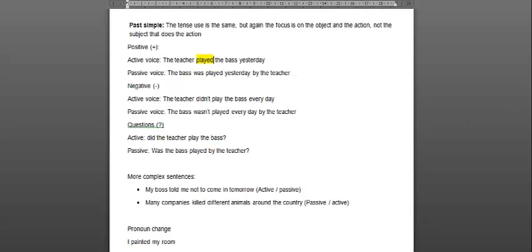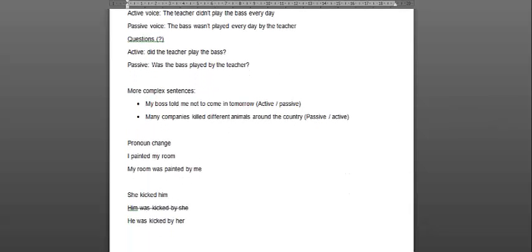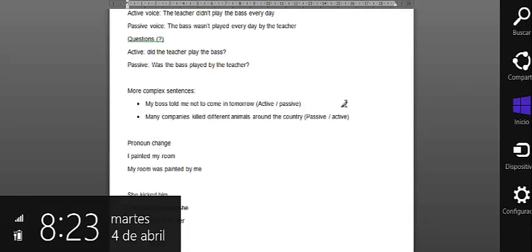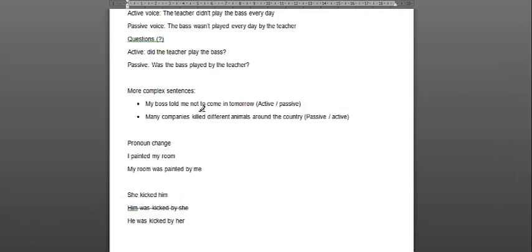Right? And there are some more complex sentences. So, my boss told me not to come in tomorrow. Right? This is a little bit tricky, but we're gonna analyze it. Try to make it at home.